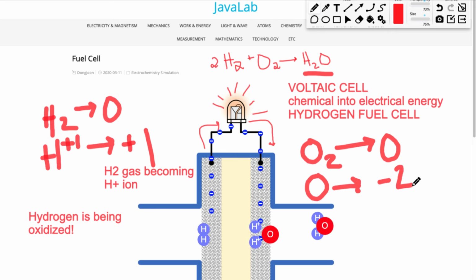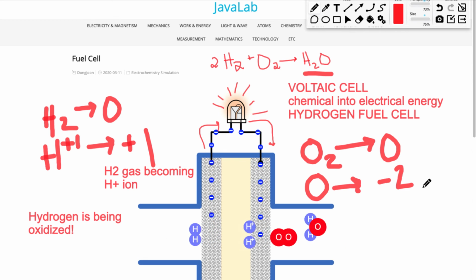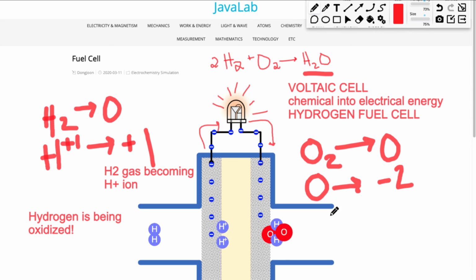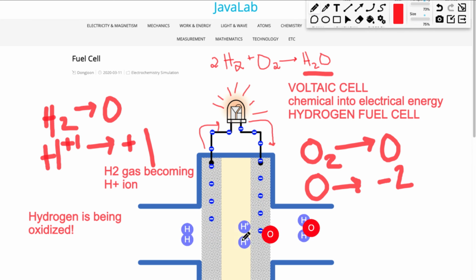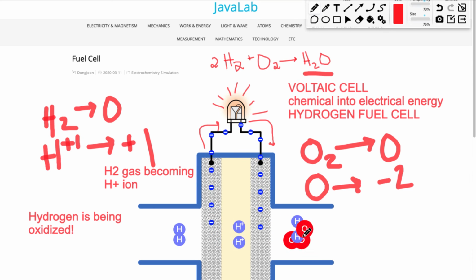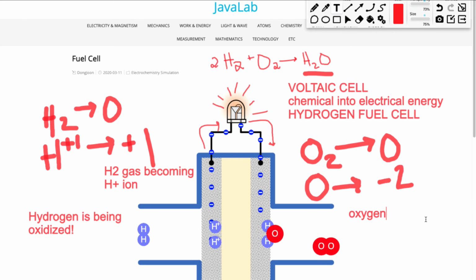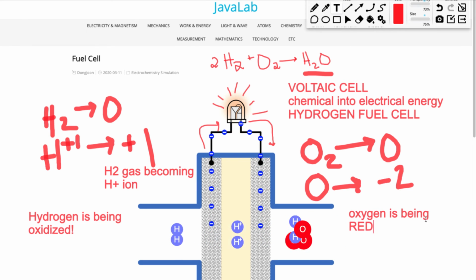I can tell this from looking back at the periodic table. If I do that, I'll see that the only oxidation state for oxygen is -2 when it's in a compound. But I also can just kind of use reasoning here. It's a neutral compound and it's bonding with 2 +1 oxidation state hydrogens. So it must have an oxidation state of -2. So that tells me that over here, oxygen is being reduced.